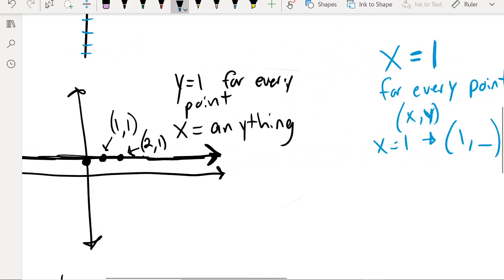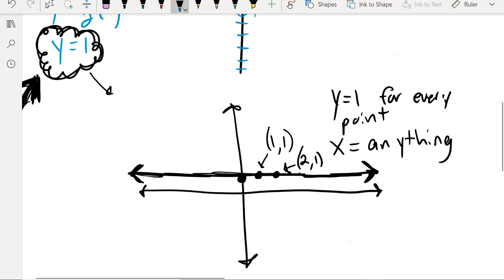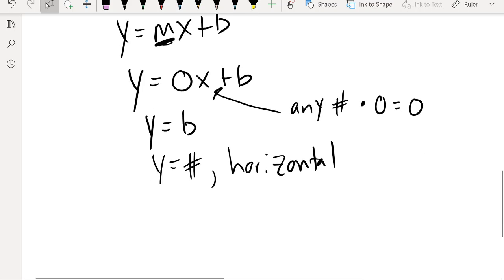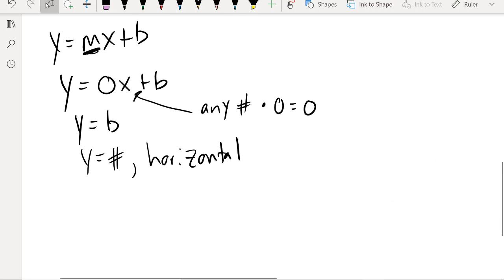Whereas when y is stuck at 1, it can't go up or down. It's stuck at 1. Y goes up and down, right? So if y is 1, it's stuck at 1, and x has free reign to go anywhere it wants. Okay? So now, last thing.